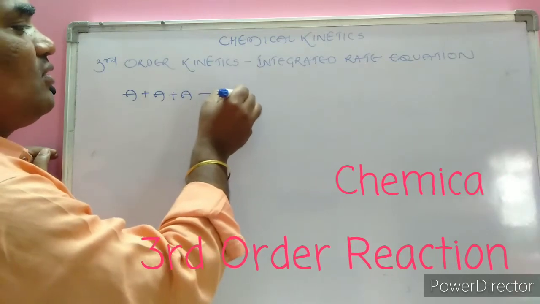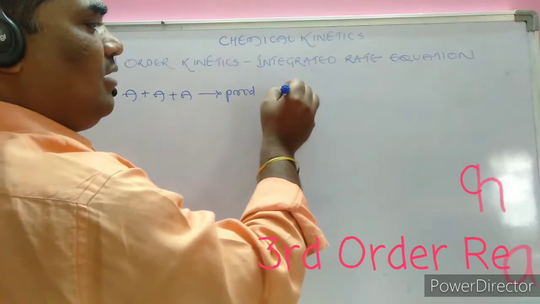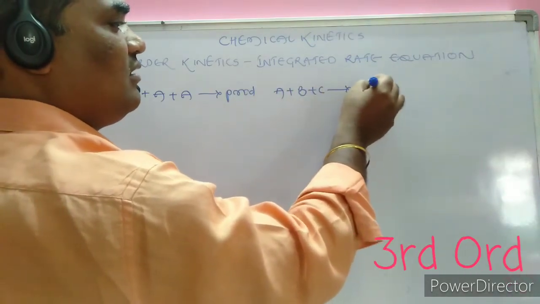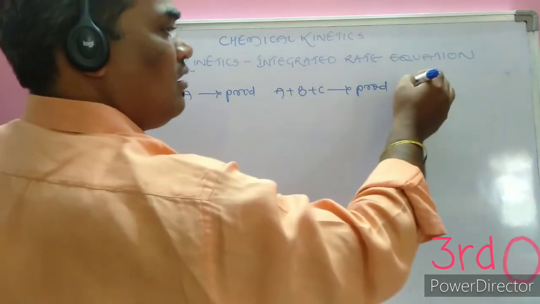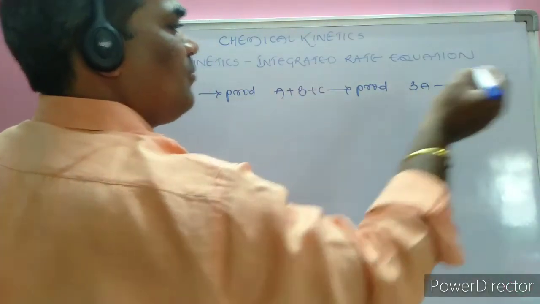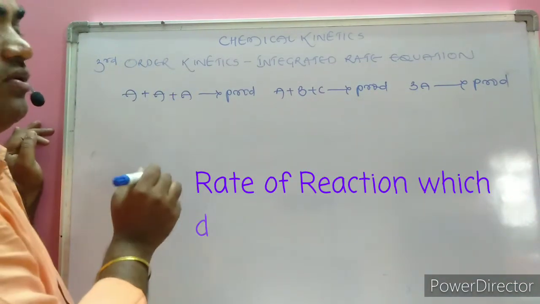gives rise to products is the one expression. Another type is A plus B plus C gives rise to products, or 3A gives rise to products. Like this, several possibilities are there in order to explain the third order reaction.